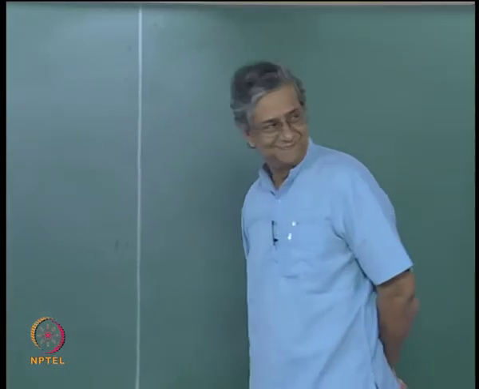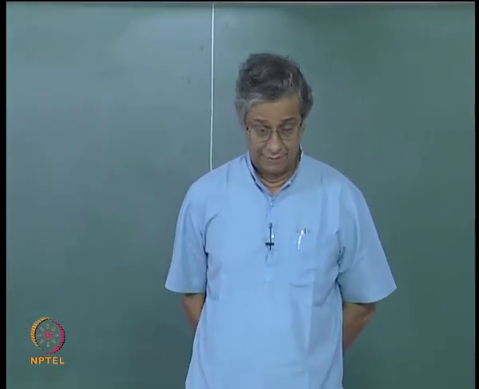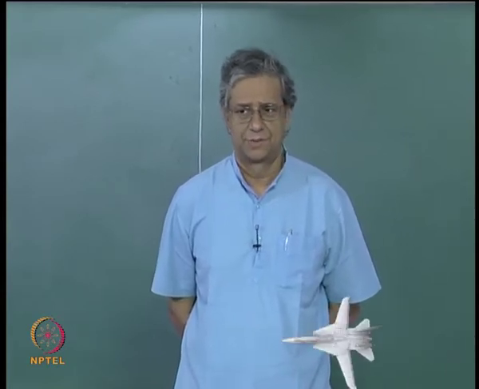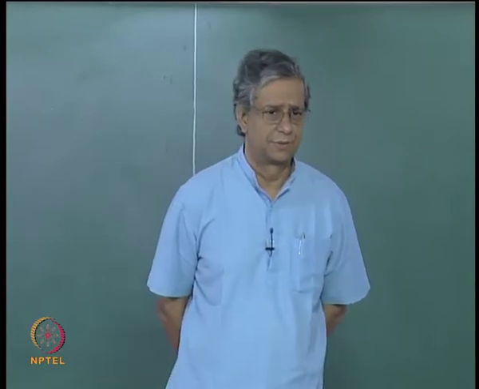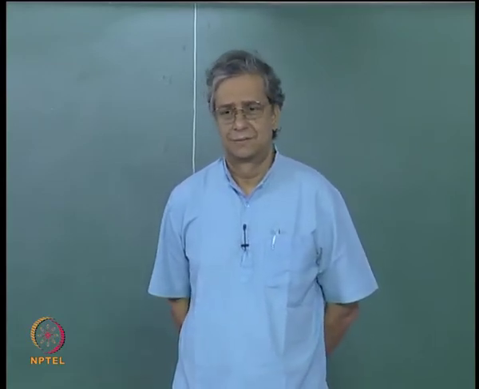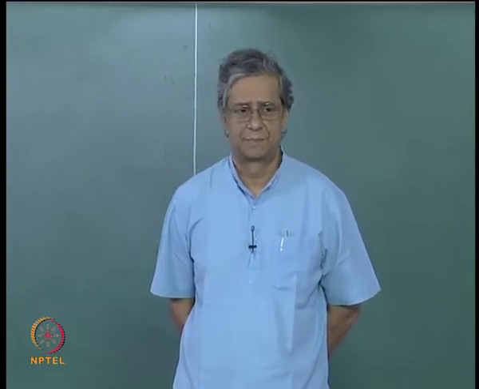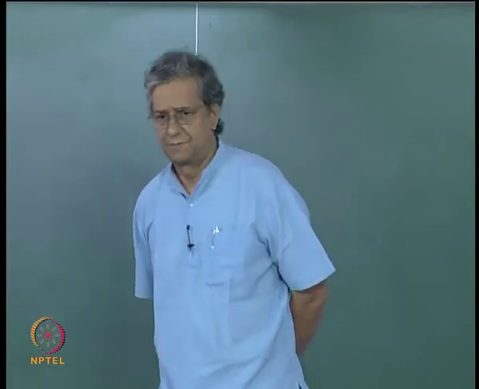Good morning. So what we'll do is, we have derived the one-dimensional Euler equations, right? And we have seen that it's possible to diagonalize the flux Jacobian matrix and thereby decouple the system of equations. Fine, that's where we are.